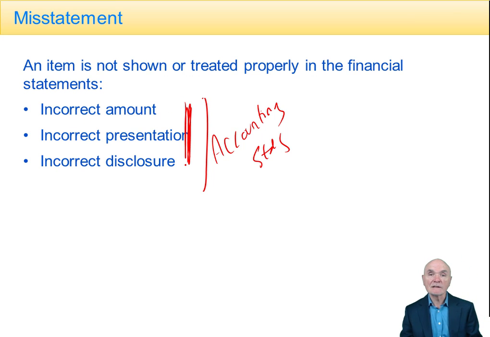Accounting standards can tell you how to make certain calculations, how to take profit on construction contracts. And they tell you what should be disclosed, and they tell you how it should be presented. So when we're looking at misstatements, remember those three strands of misstatement, and any one of them is potentially enough to lead to a modified audit opinion.